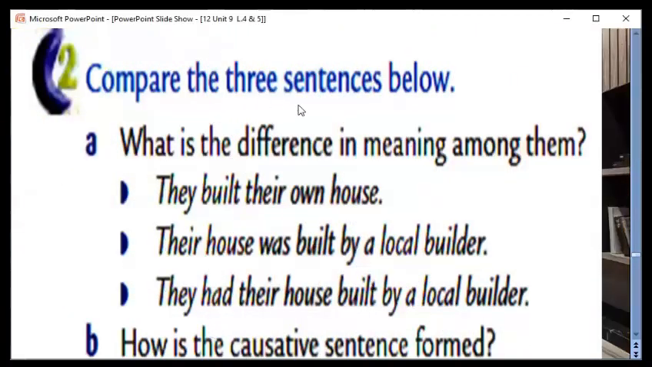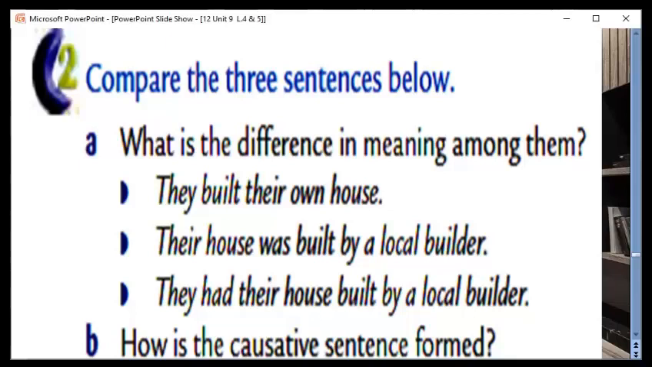In this part, compare the sentences below, and we have 3 sentences. This one, they built their own house. This is an active sentence. Their house was built by a local builder. This is a passive sentence. They had their house built by a local builder. This is a causative. So we would like to know the difference in meaning between these 3 sentences, in addition to how the causative sentence is formed.